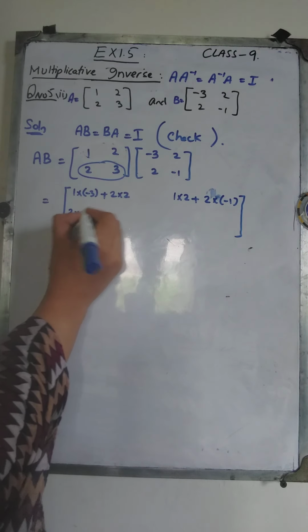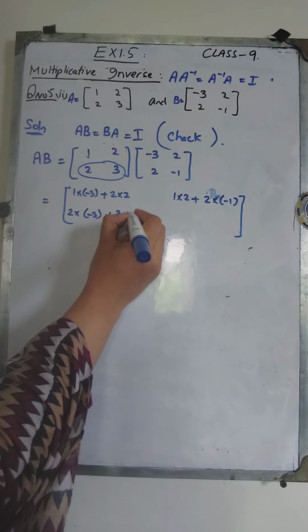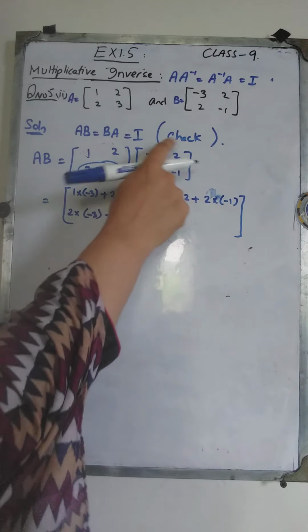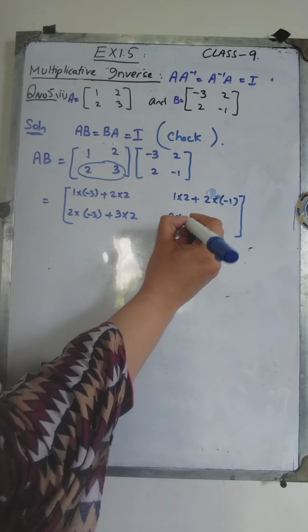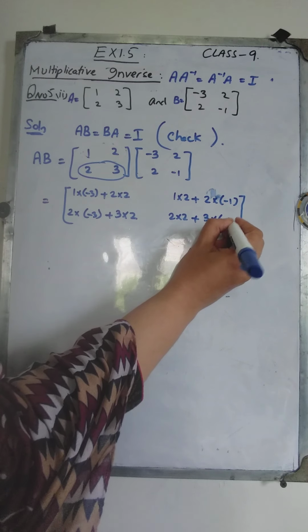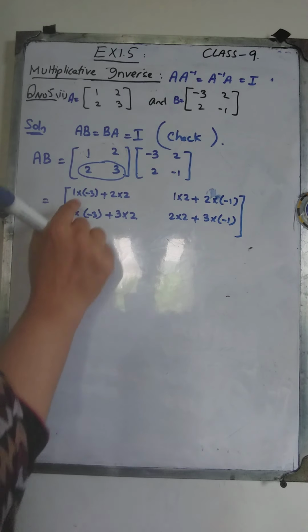What we get? 2 into -3 plus 3 into 2. And then second row and second column: 2 into 2 plus 3 into -1.